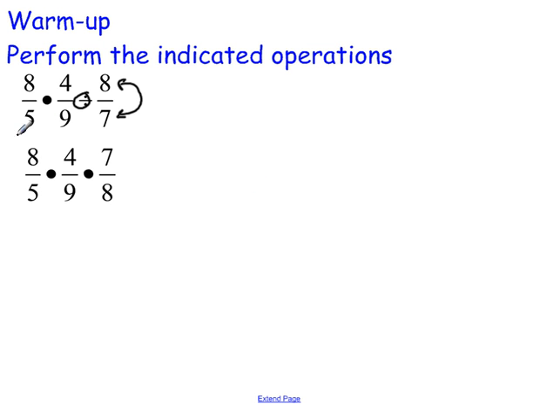Can we cancel out anything? Yes, we can. This 8 can cancel out with this 8. Remember, you can only cancel out top to bottom or bottom to top. You can't cancel out top with top, just in case you think about it in a different context. So now you just multiply across. So 4 times 7 is what? That's 28. 5 times 9, that's 45. Can we reduce that? No, we cannot. So our final answer is 28 over 45.